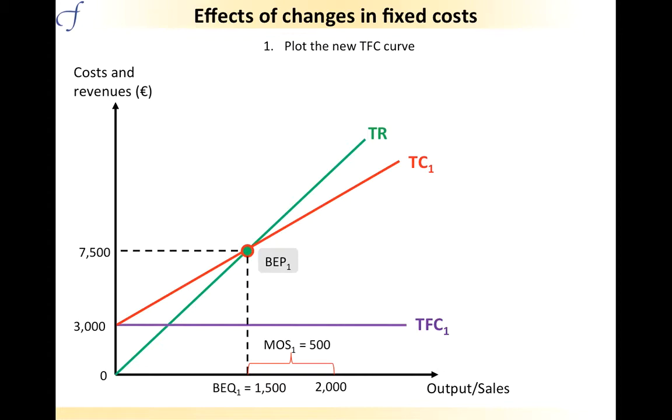We need to follow the same logic as before, and we just need a new total fixed cost curve that is higher because now our fixed costs are equal to 4,000. But the gradient never changes because by definition, total fixed costs do not change with the level of output. Second, we need to plot our new total cost curve. Since the total fixed costs have increased, the total cost curve will also be shifting upwards in this case. How much upwards?